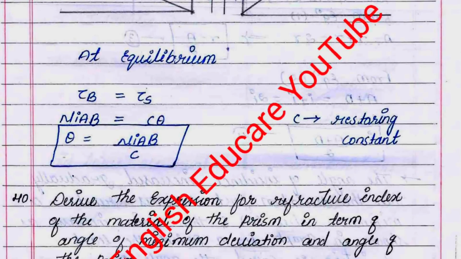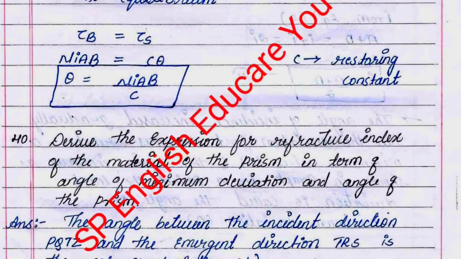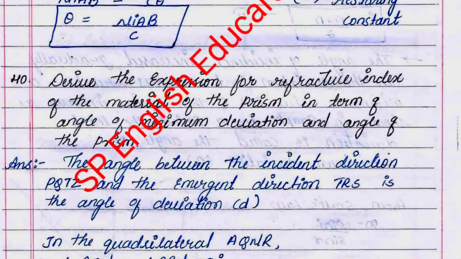40. Derive the expression for refractive index of the material of the prism in terms of angle of minimum deviation and angle of the prism, and the answer is below.